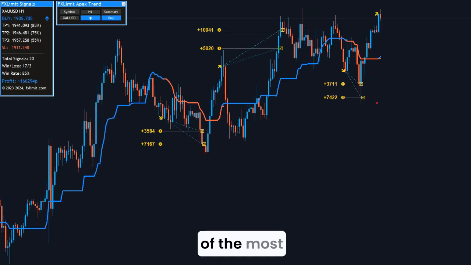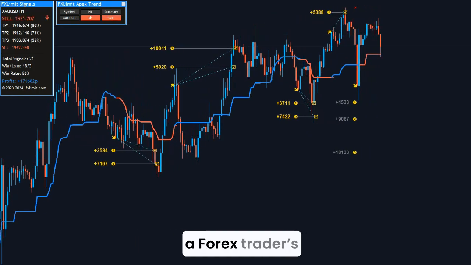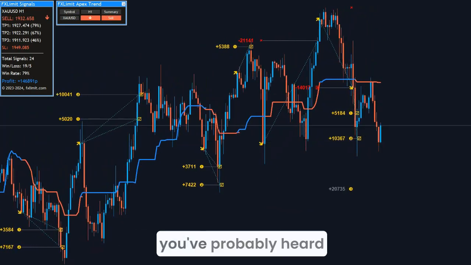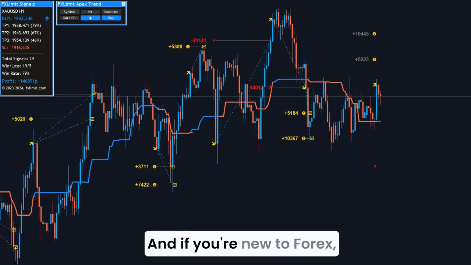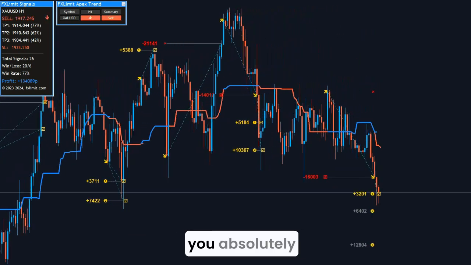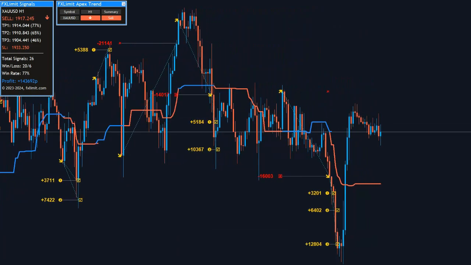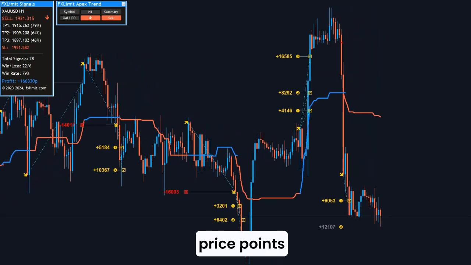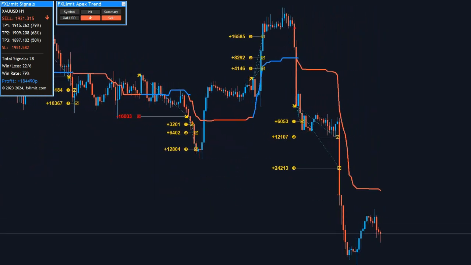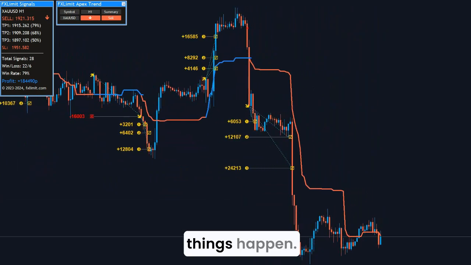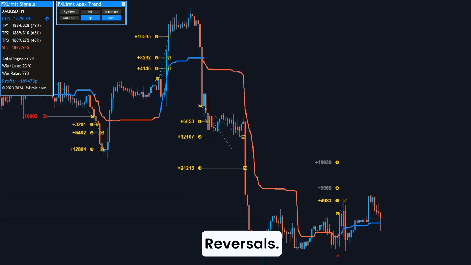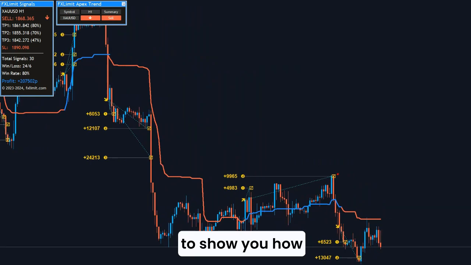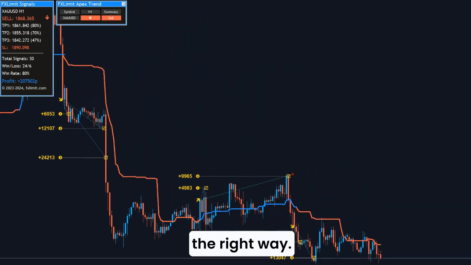Let's talk about one of the most powerful tools in a Forex trader's arsenal, Fibonacci retracements. If you've been trading for a while, you've probably heard about them. And if you're new to Forex, this is something you absolutely want to learn. Because Fibonacci levels aren't just lines on a chart, they're psychological price points that a lot of traders watch. So when the price hits those levels, things happen. Reversals, continuations, breakouts. And today, I'm going to show you how to use Fibonacci retracements the right way.